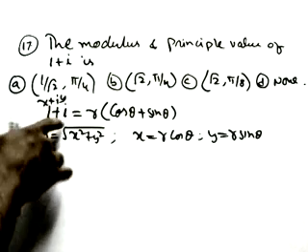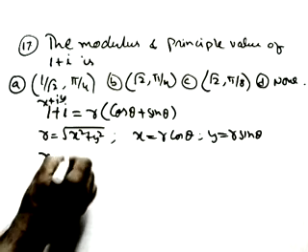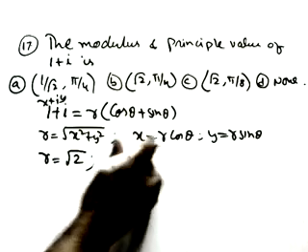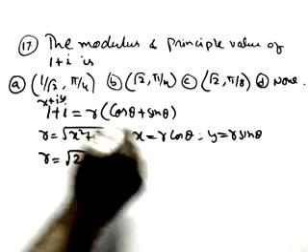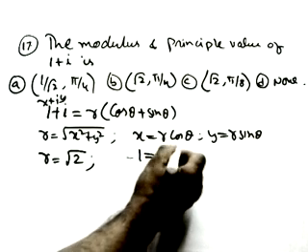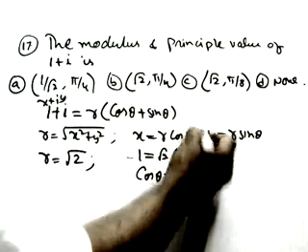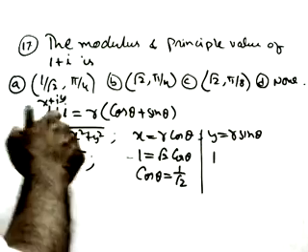The value of x is 1, y is 1. So r equals the square root of 1 squared plus 1 squared, which is root 2. Now, what is the value of x here? 1 equals r cos theta, which is root 2 cos theta. So cos theta equals 1 by root 2.